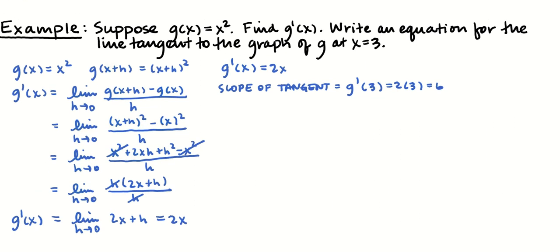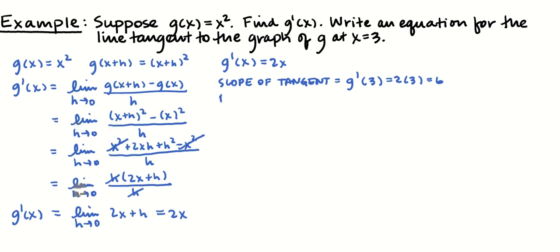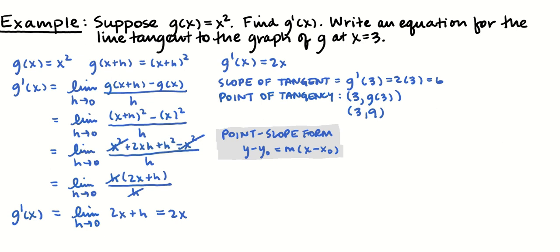Okay, and then the point of tangency. I'm going to find it by saying it's going to be x equals 3 and y is equal to g of 3. But g takes a number and squares it, so that's going to be 3 and 9. And now that I've got myself a slope of a tangent and a point that the tangent runs through, I can use the point slope form of a line.